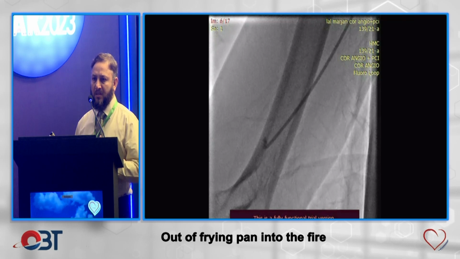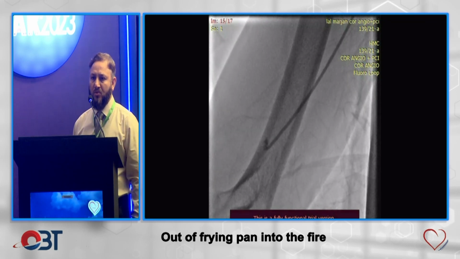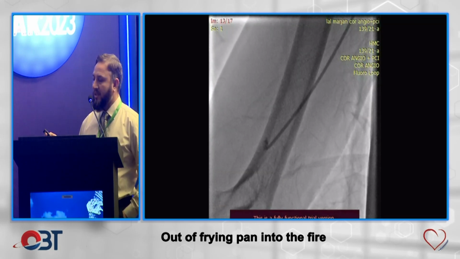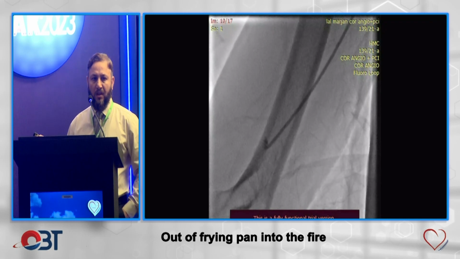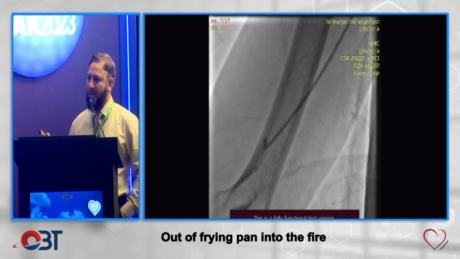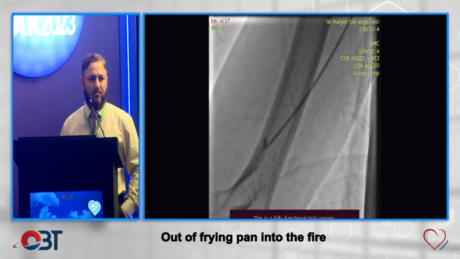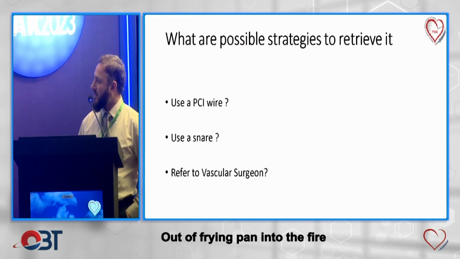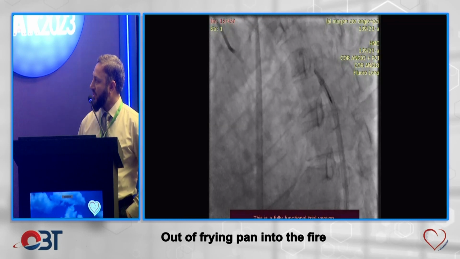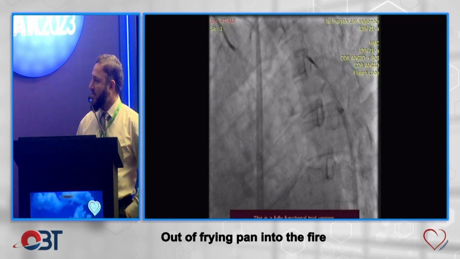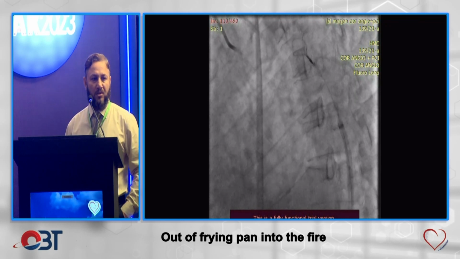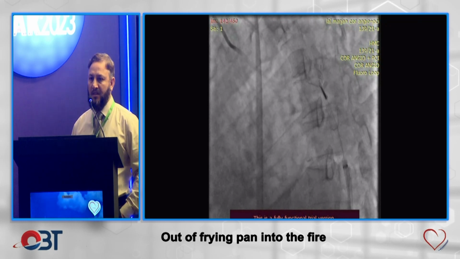But we know that the diameter of the aorta is so large that sometimes you don't get much support, and so initially we were not successful. Then we thought we should take something which could give us more support, and we took a Mullen sheath, extending the Mullen sheath up to the arch of the aorta and to the ascending aorta.